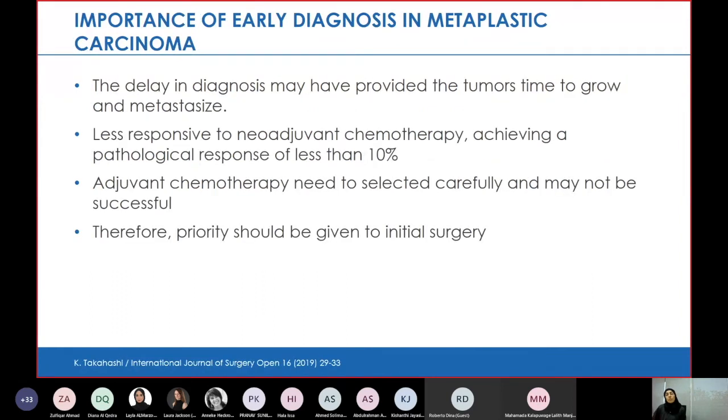So it is important for all breast cases not to delay the diagnosis and to reach the diagnosis from needle core biopsy. But metaplastic carcinomas are very aggressive tumors. They are chemo resistant, with a response of maybe less than 10%, and they have a high risk of metastasis. So the priority should be given to initial surgery and complete removal of the tumor.